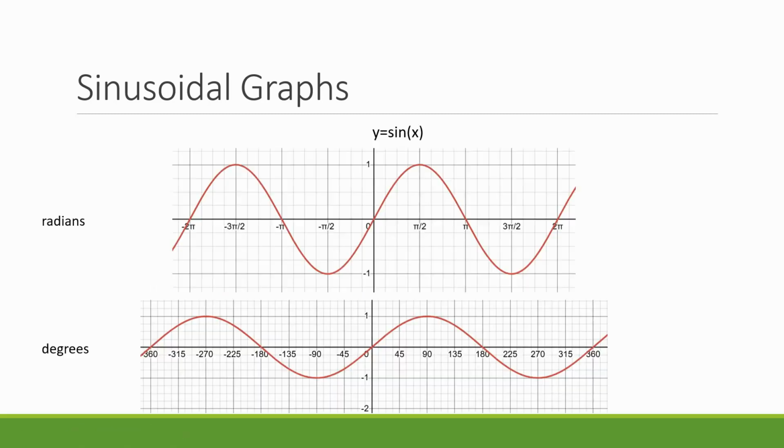Sorry about that. Let's start out with just what these graphs look like. Here's an example of y equals sine of x. You're going to have this waveform. This is it in radians. This is the same thing in degrees.